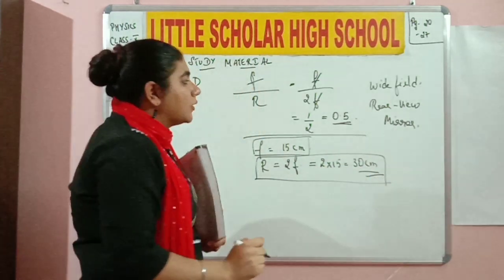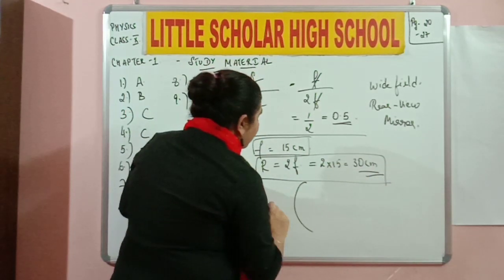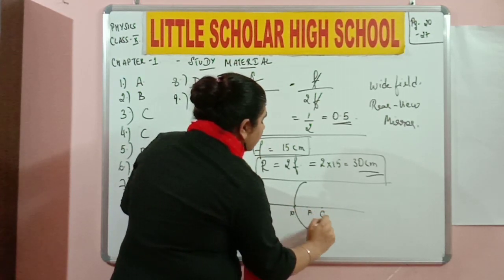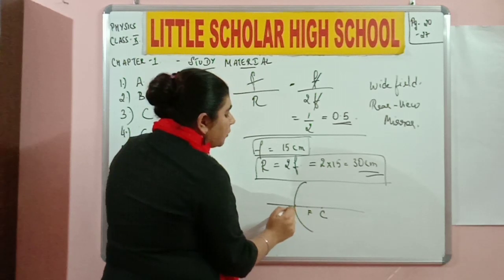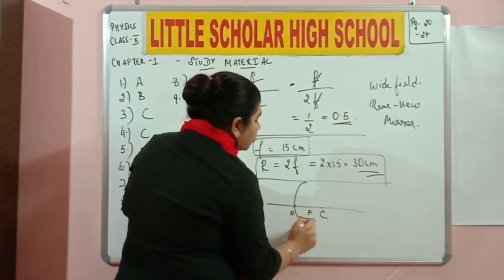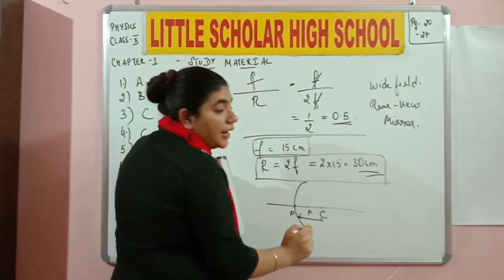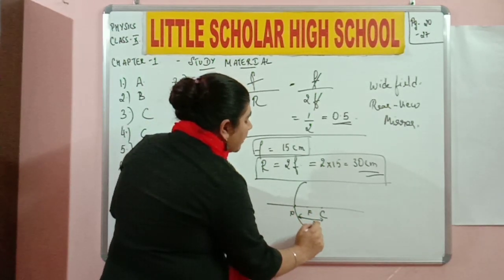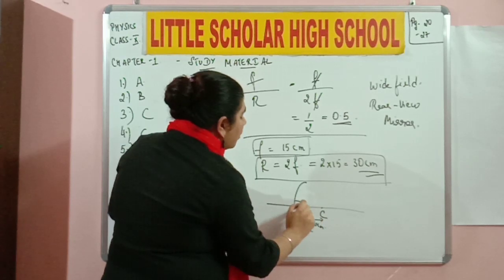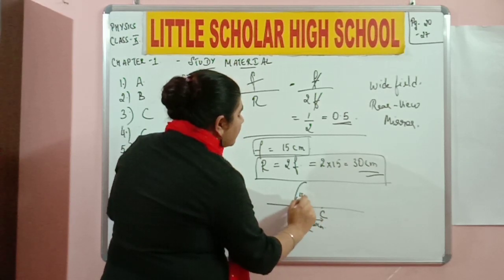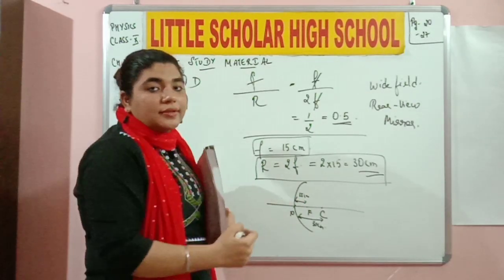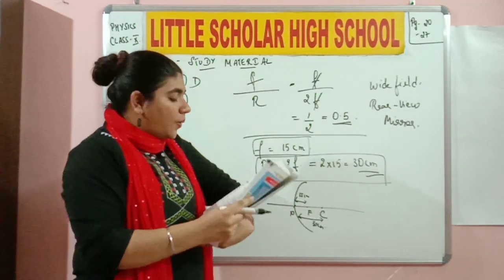Okay, how do you calculate radius? If this is the concave mirror and this is your pole, this is your focus, this is your center of curvature, the distance between the pole and the center of curvature will be called the radius. Did you understand? And how much is this length given as? 30 centimeters. How much is the focal length given as? 15 centimeters. With the help of focal length, we were able to identify what is the radius. Yes or no?